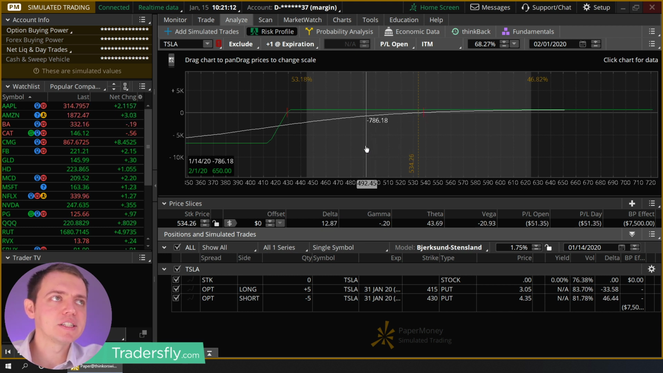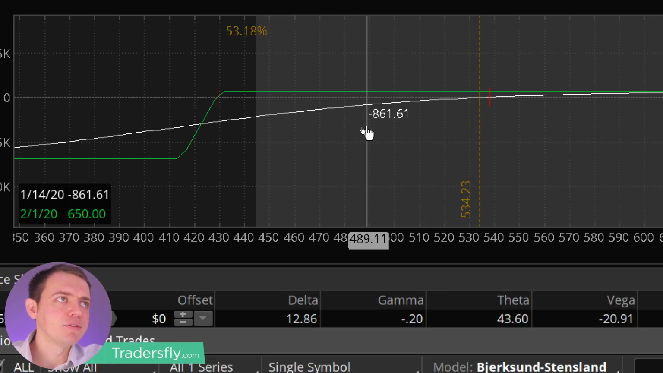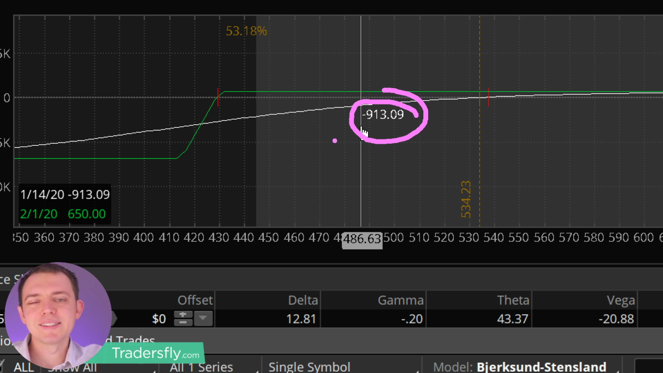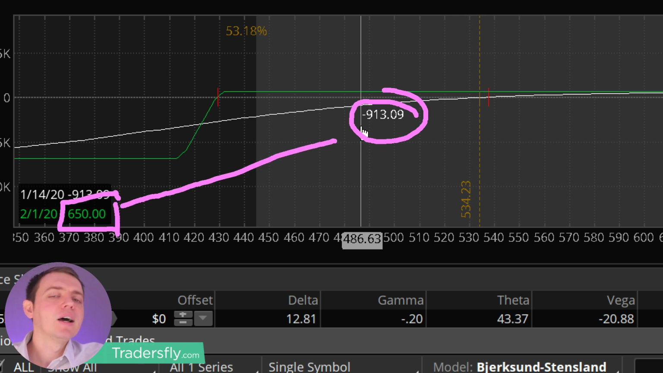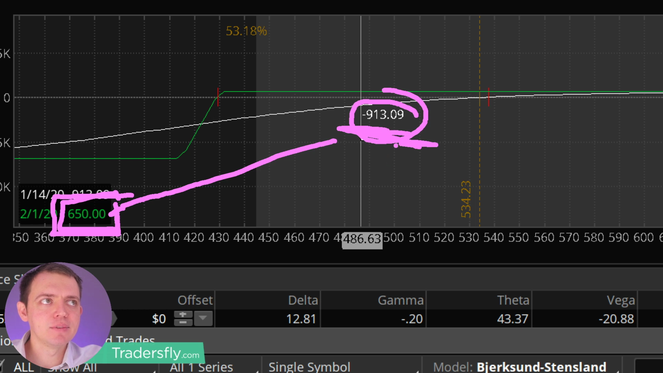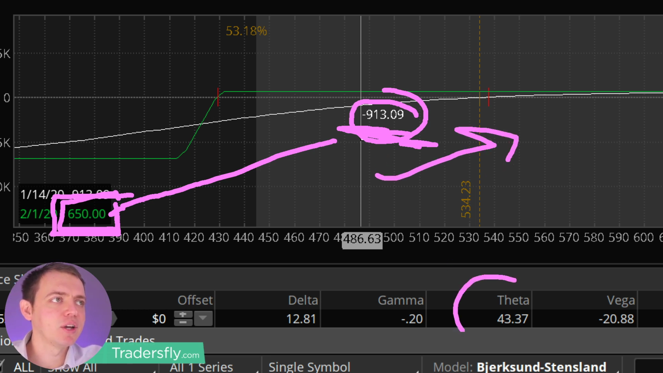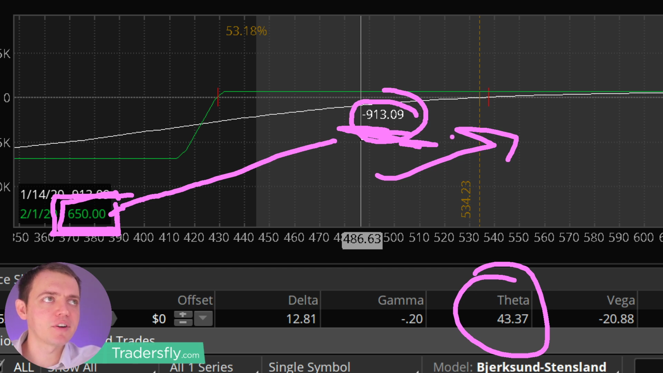So even if this starts heading against me and going down very quickly, and I'm down about $913, why is that a little more than the 650? Because I want to give the probabilities a little bit of time and room to move. That's why I allow the dollar value a little bit more than the actual profit I would make. If it comes down here and then snaps back, then we're fine. The position's fine, and you've got the theta that continues to work in your favor.